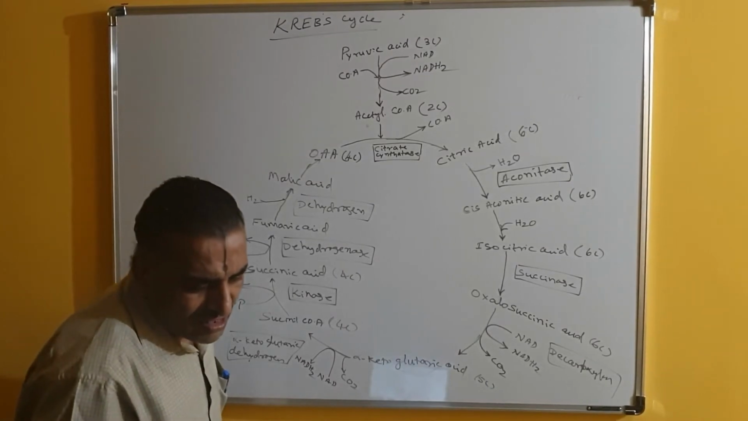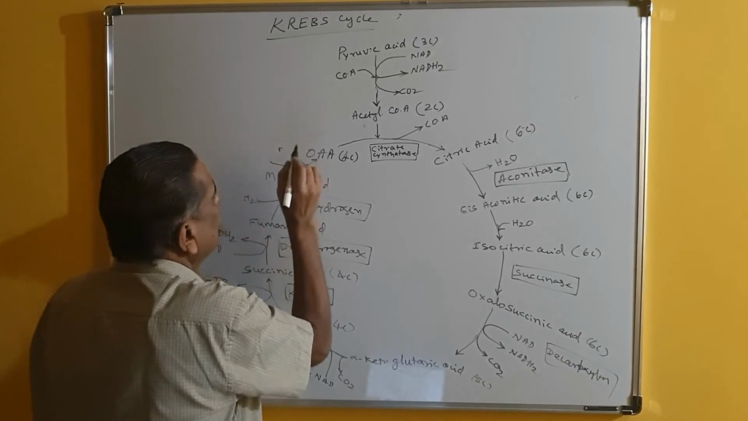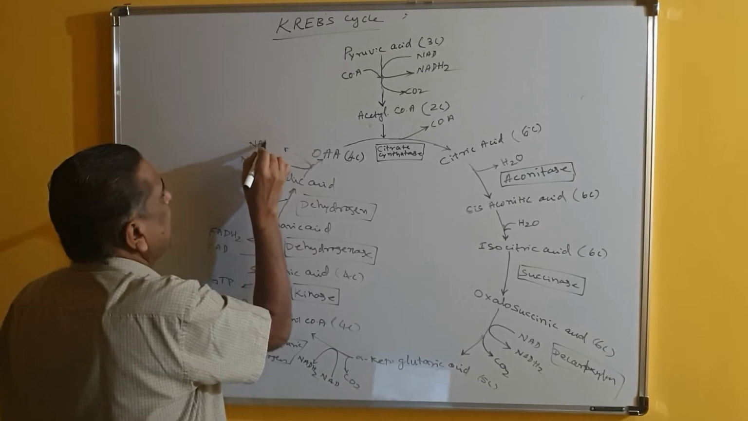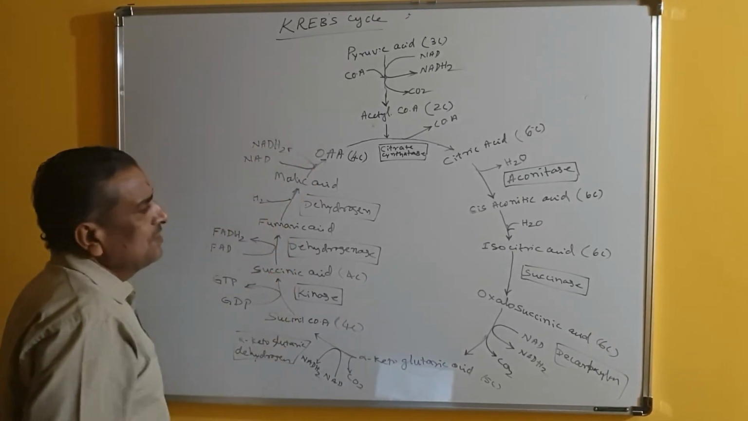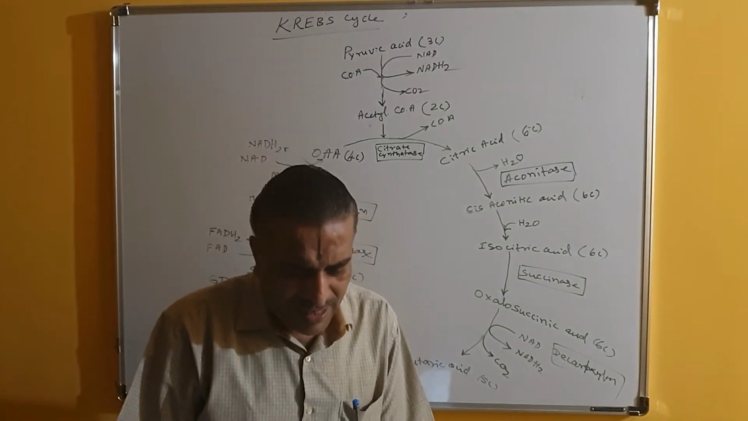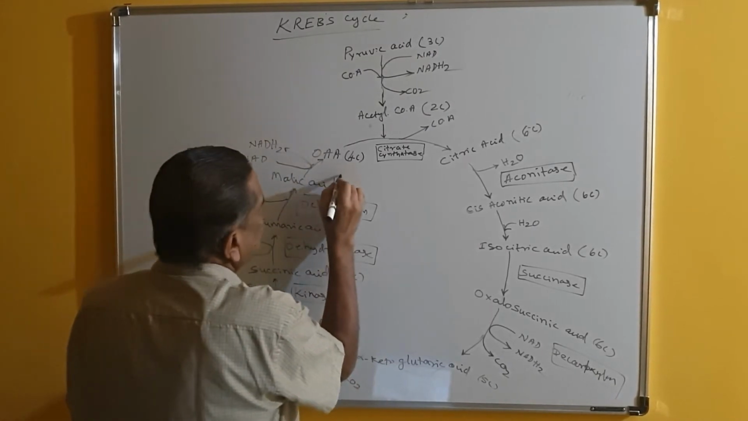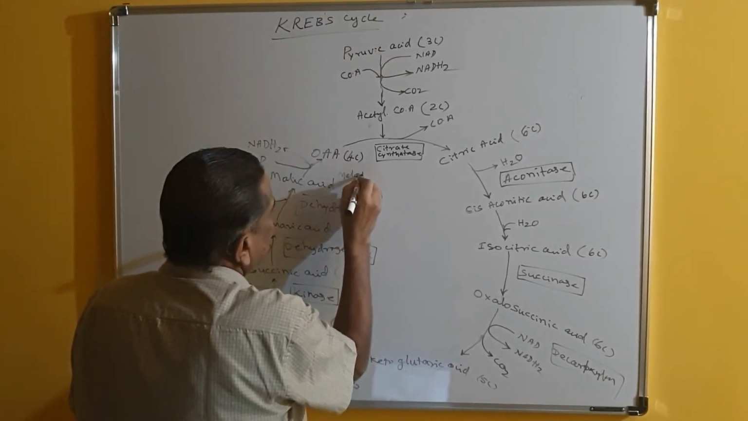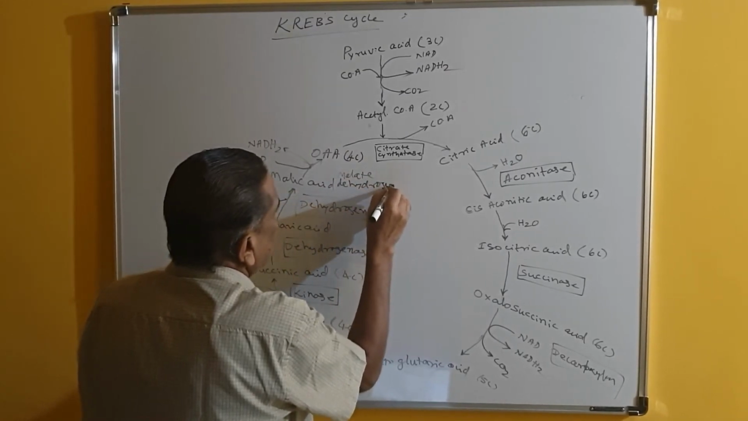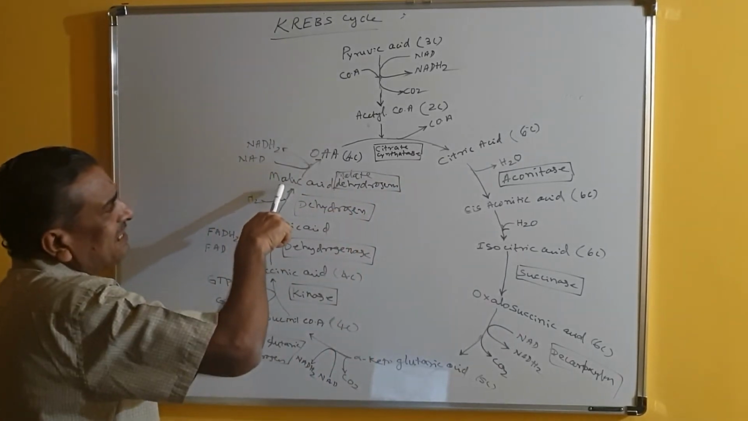And malic acid is then converted into oxaloacetic acid, and during this conversion one molecule of NAD is taken and one molecule of NADH2 is produced. The enzyme responsible for this is malate dehydrogenase. So this is the enzyme responsible for the conversion of malic acid into oxaloacetic acid.